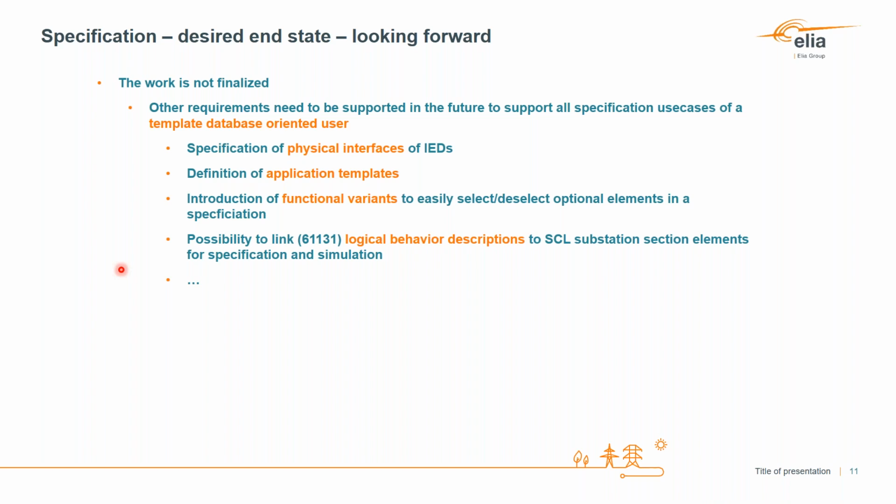We also would like to introduce functional variants, for example, so that you can quickly, with some easy selections, modify your specification in order to make it correspond to specific specification cases. For example, your specification is slightly different depending on the voltage level that you work on. With functional variants, you could easily then adapt in an automated way your specification to the specificities of that voltage level.